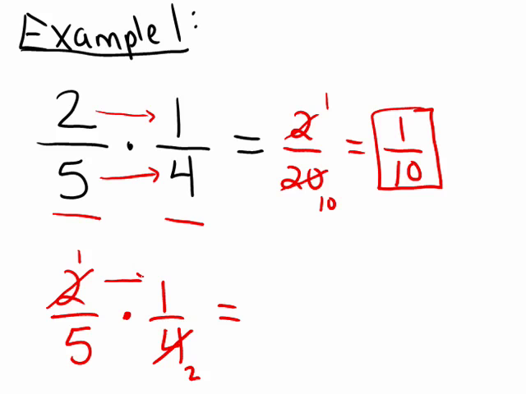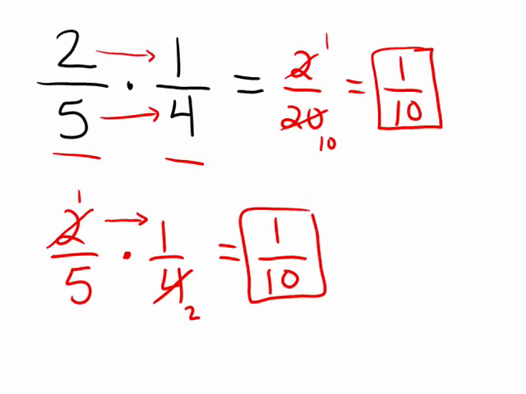Now I multiply straight across the numerator. 1 times 1 is 1, and 5 times 2 is 10. Either way you do it, you'll get an answer of 1/10. Feel free to solve the problem whichever way seems simplest to you.